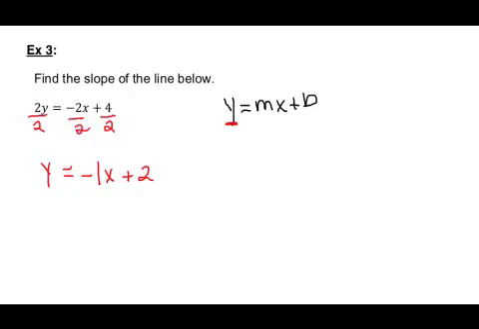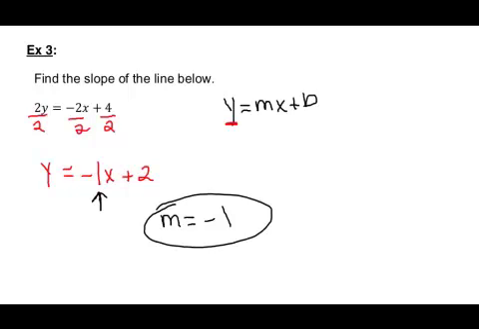And again, once we are in slope-intercept form, we know that m, or slope, is the number that we are multiplying x by. So in this case, our slope is negative 1. And whenever you see m, you should always think slope.